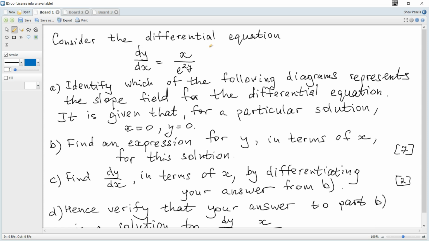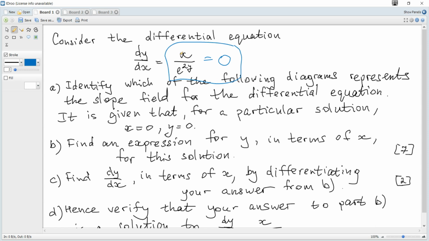Consider the differential equation given. Let's consider how to identify the slope field corresponding to the given differential equation. You may consider dy over dx to be equal to 0. An equation arises and you need to just solve this equation.